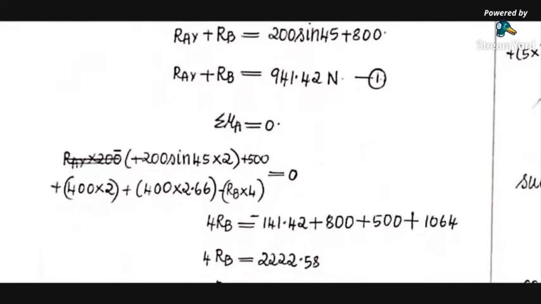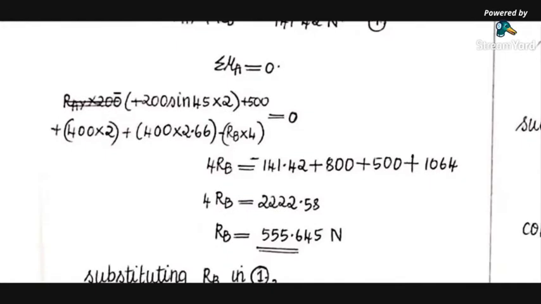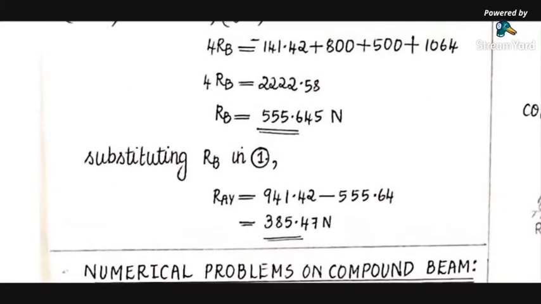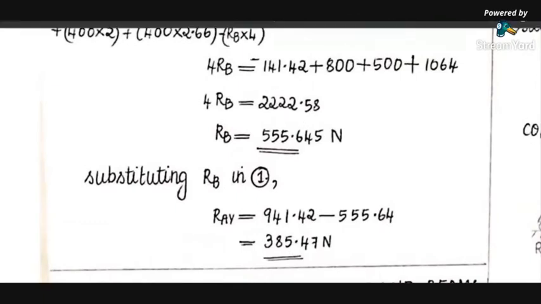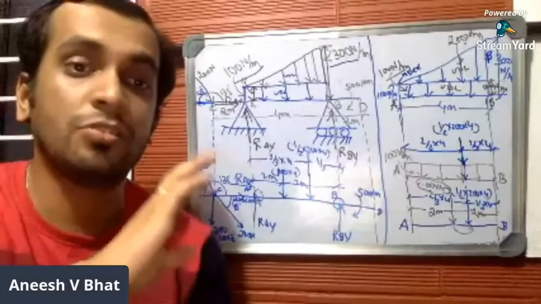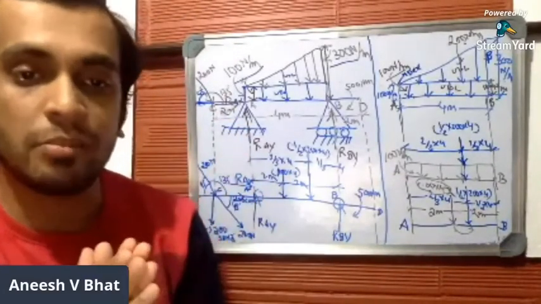Apply the third condition. When you apply the third condition, make sure that you include this 500 Newton meter, which moves in clockwise direction, the external moment, and find the value of RBY. Substitute the value of RBY in equation 1 to get the value of RAY, which is 385.47 Newtons. This is all about the calculation. Hope this particular problem is clear. So by this we complete the support reaction part.